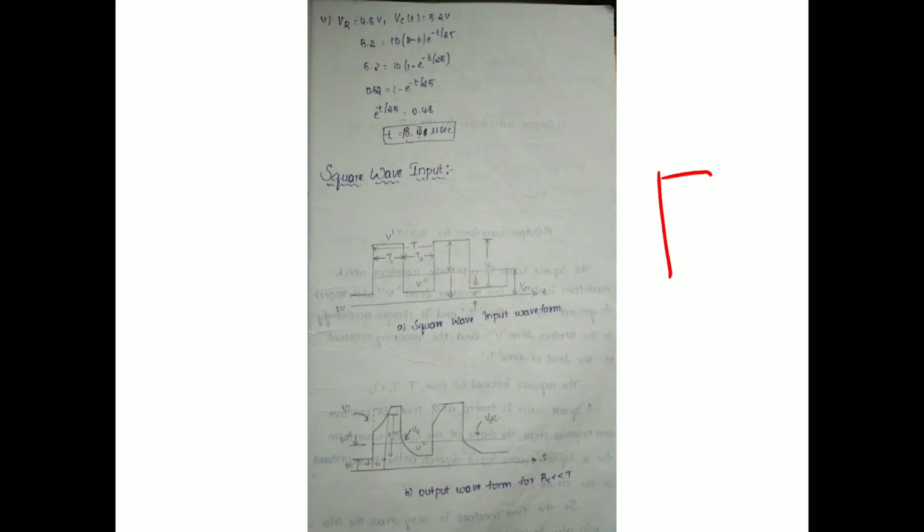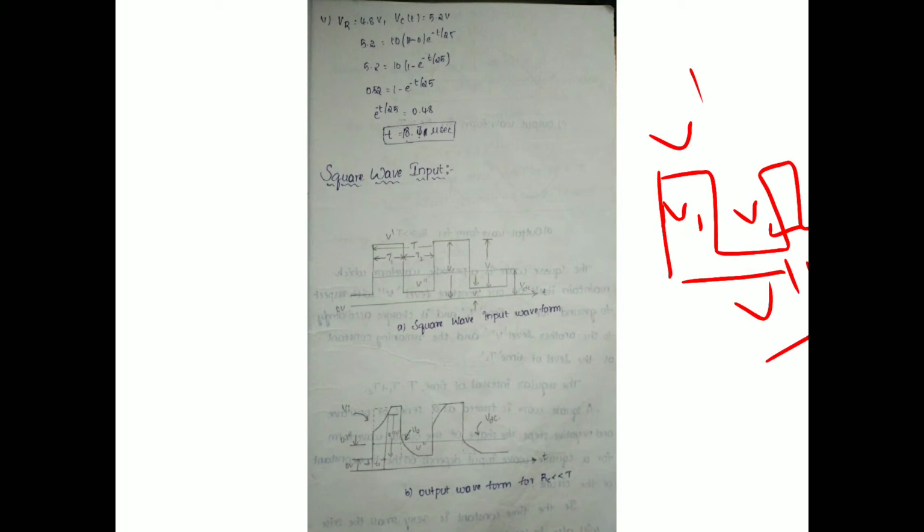See the input signal, a square wave signal. This is V dash, this is V double dash, this is V1, this is V2. V dash is the rising voltage across the capacitor and V double dash is the falling voltage across the capacitor. V1 is the positive voltage and V2 is the negative voltage. So this is the full signal.